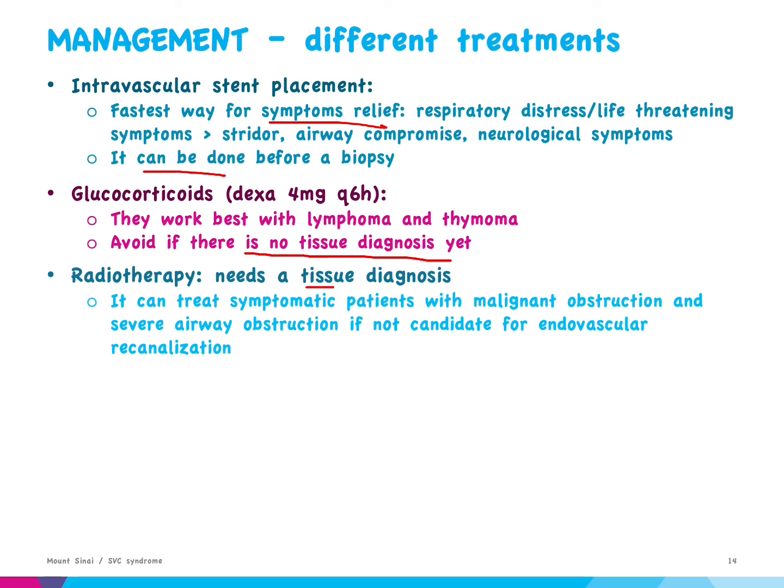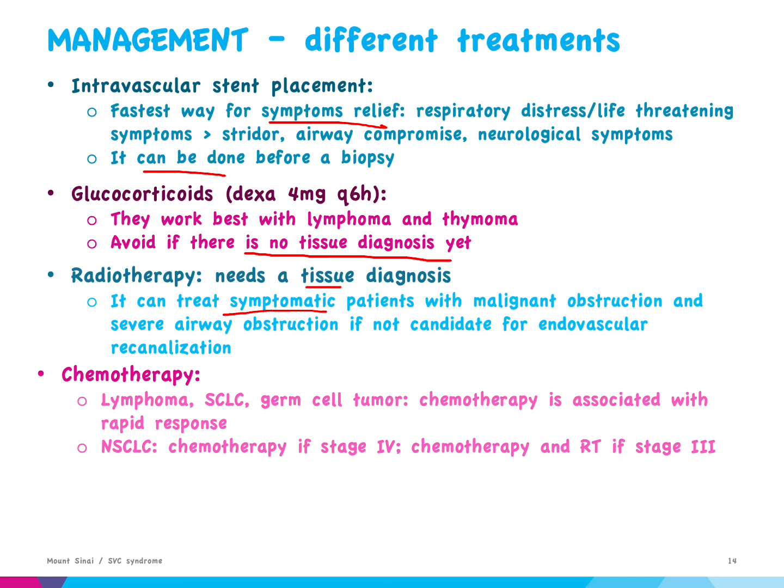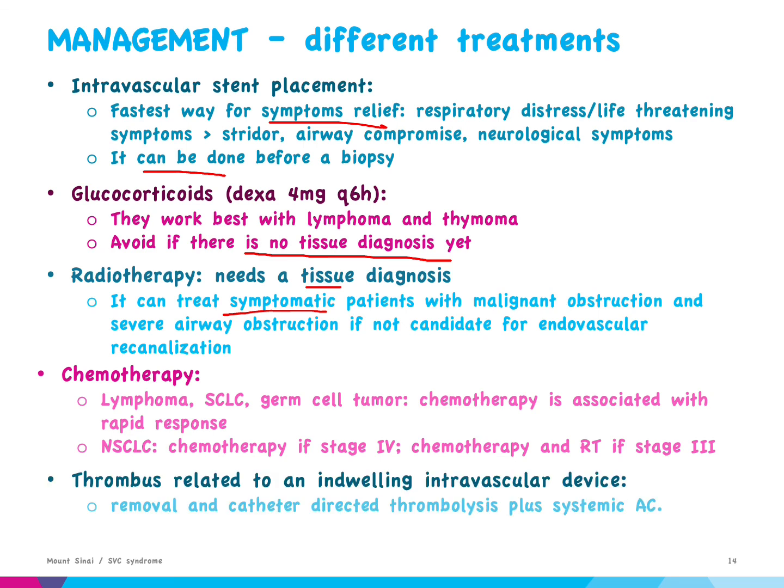Radiotherapy needs a diagnosis because we need to know if the cancer will respond to radiotherapy. It's actually good for patients that have symptoms because it will quickly relieve them. Chemotherapy. Of course, this is not our call. It will be the oncologist to decide. Lastly, if we have an intravascular device which is causing a thrombus, then of course we will have to remove it, and then usually we will have both catheter-directed thrombolysis and anticoagulation for at least a period of time.